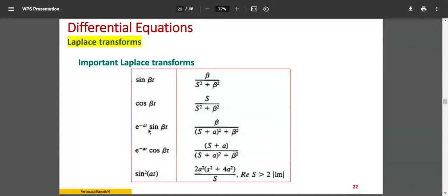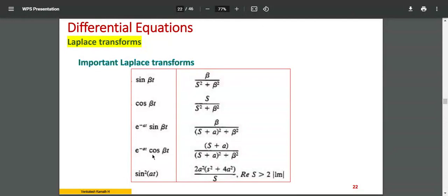Now you can see that there are two combinations, exponential term and sine. I'll take sine and write it. How do I write it? Beta by s square plus beta square. When I write the variable, I'll consider e power minus at. If you can't read this, this is e power minus at into sine beta t. So for that e power minus at, I'll use s plus a over here. Instead of s square, I'll write s plus a whole square.